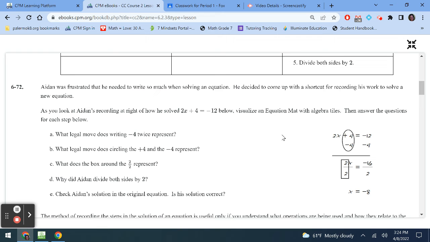As you look at how he solved 2x plus 4 equals negative 12, visualize an equation map with algebra tiles, and then answer the questions for each of the steps below. Alpha asks, what legal move does writing negative 4 twice represent? They're talking about here and here. This would be considered mat A, that would be considered mat B. What legal move is it where we are removing the same amount from both sides of the map?